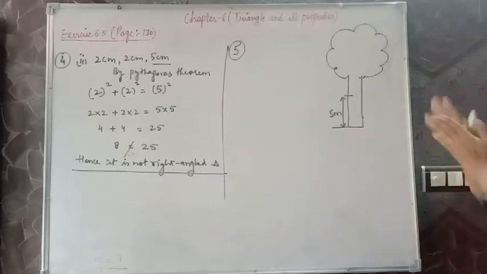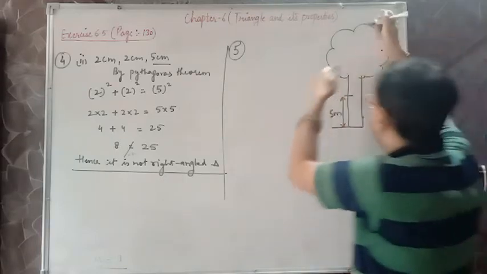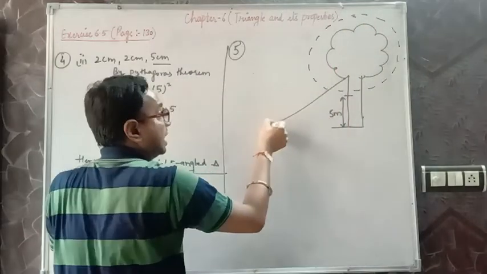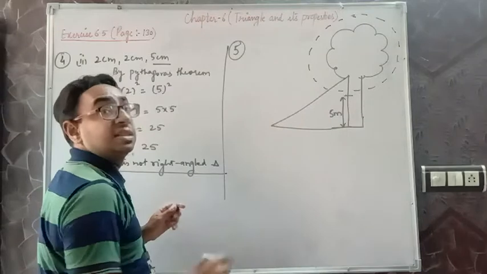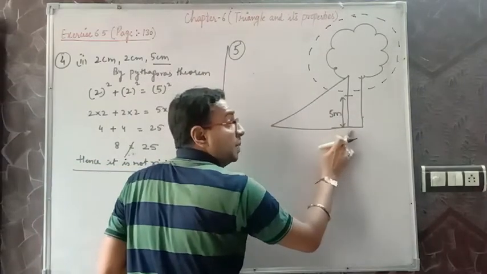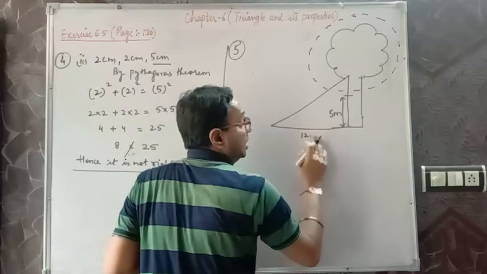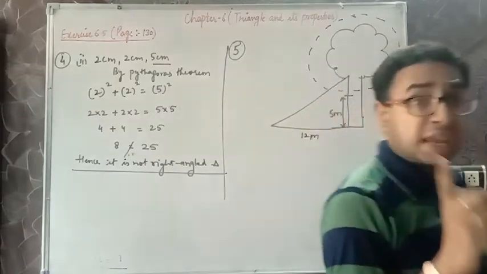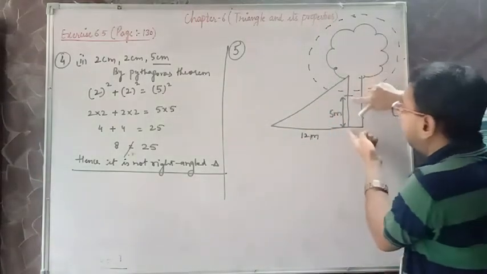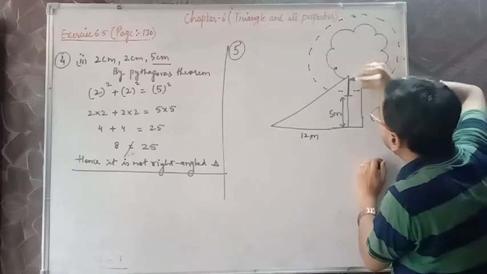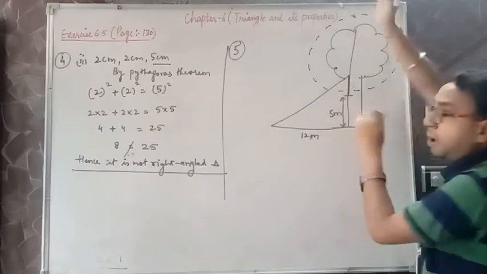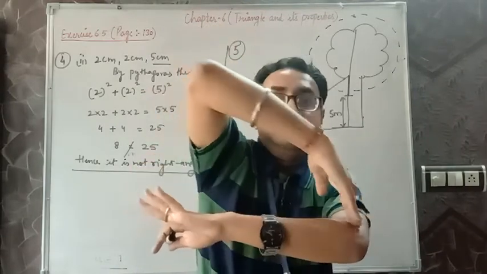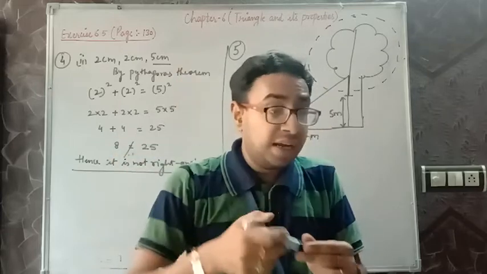What happened? When it got dropped, the top part touches the ground. It means it came here like this, and its distance from the base of the tree was 12 meter, not centimeter, 12 meter. Are you getting? Again I am repeating. It broke at the height of 5 meters. From here, the tree actually broke. This was the tree, and it broke. And the upper part reaches like this. Are we clear?